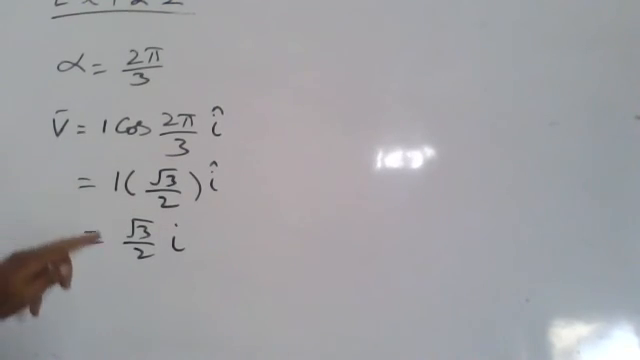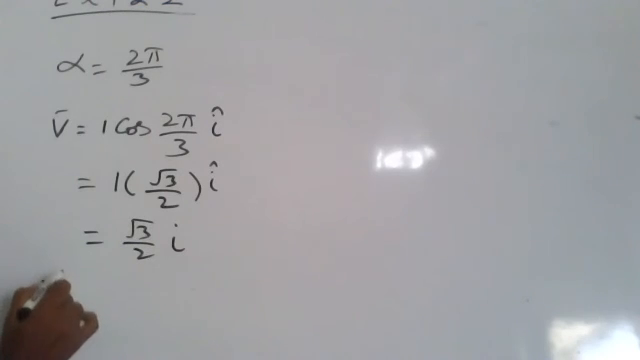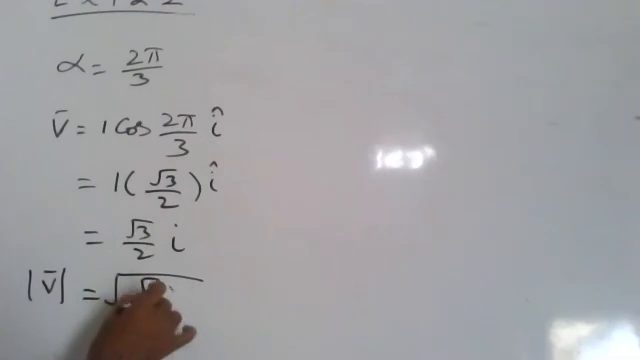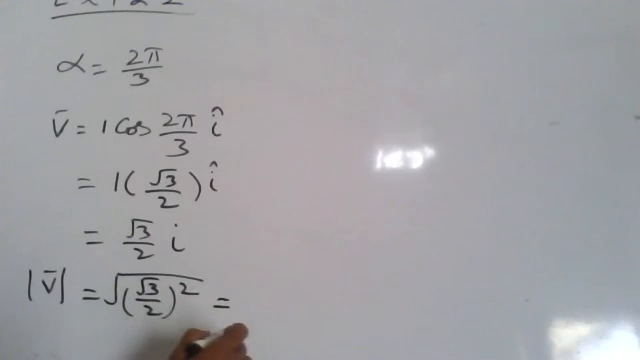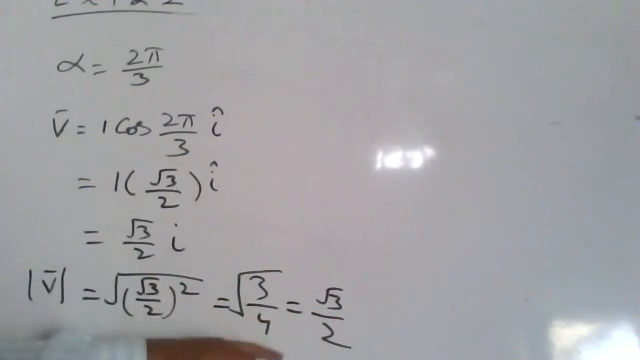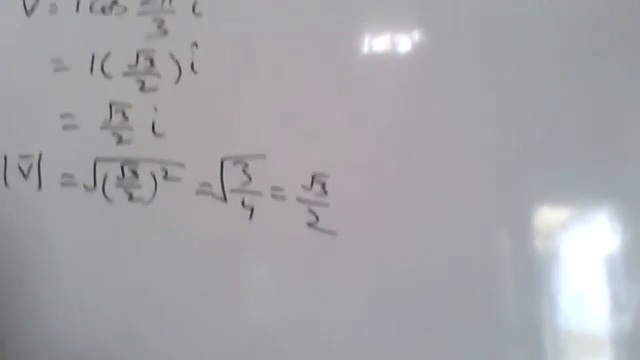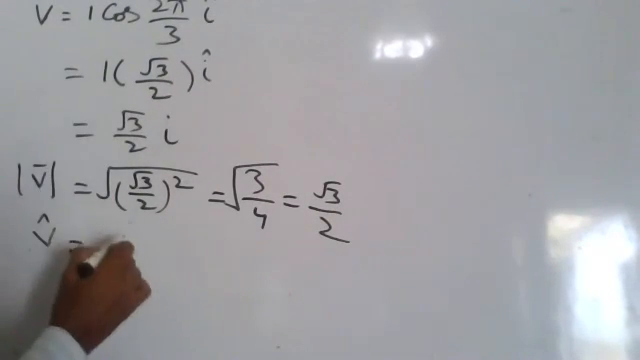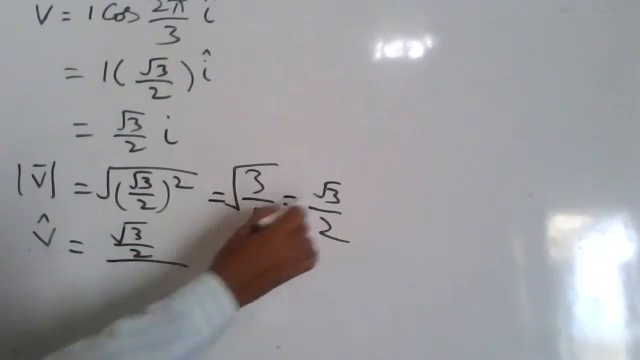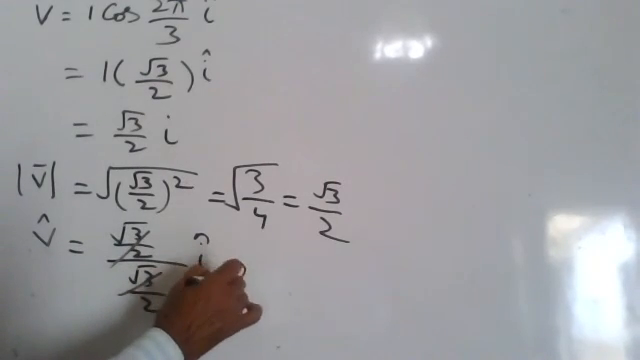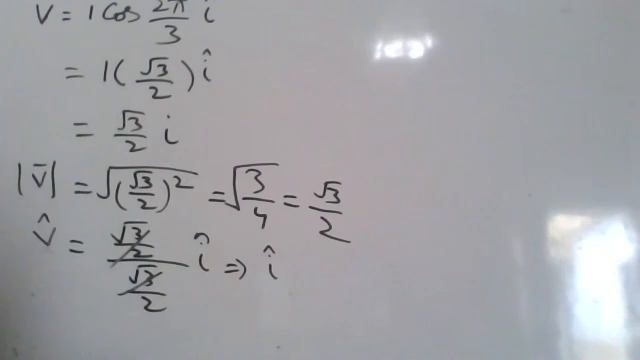Now we'll find the unit vector. First of all, we'll find the magnitude. Magnitude of V will be equal to the square root of under root 3 upon 2 whole square, which will become 3 upon 4, so under root 3 upon 2. This is the magnitude. Dividing the vector by the magnitude, we get the unit vector. So unit vector V will be equal to under root 3 upon 2 i upon magnitude, which will become 1, only i.